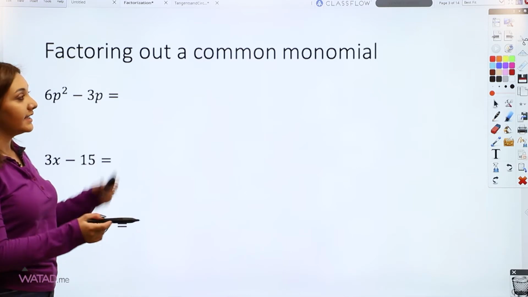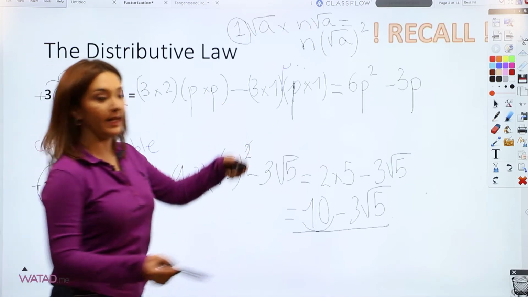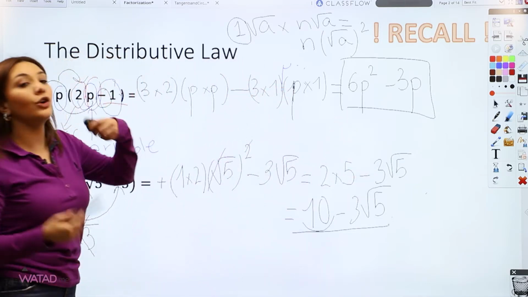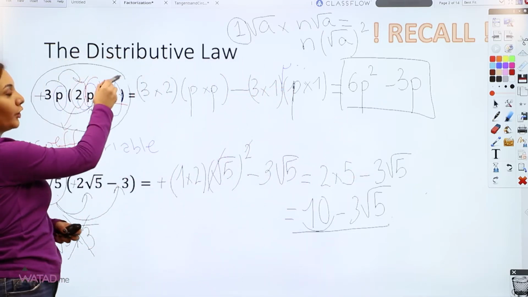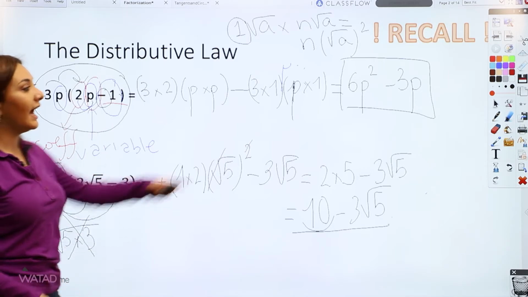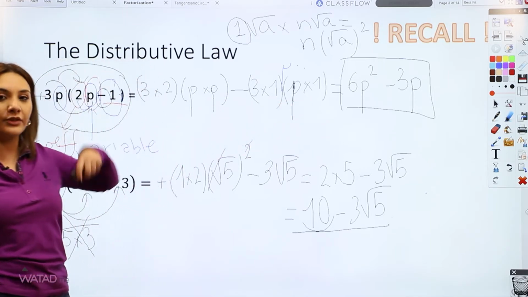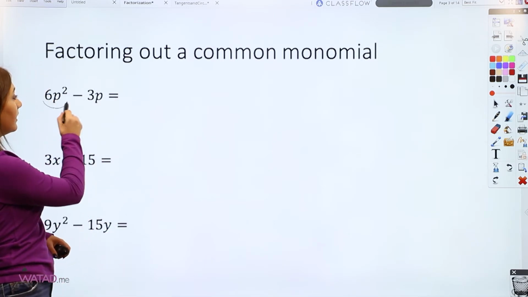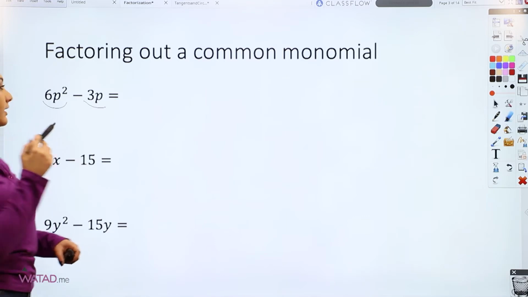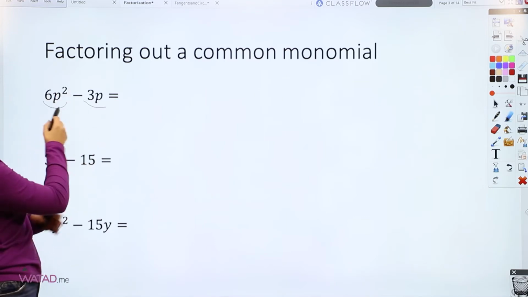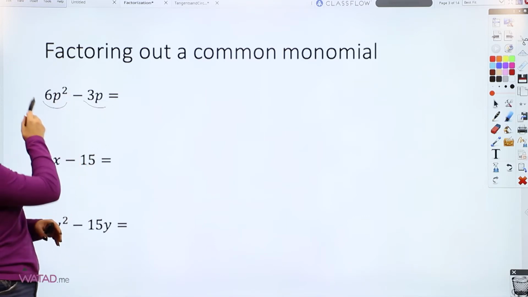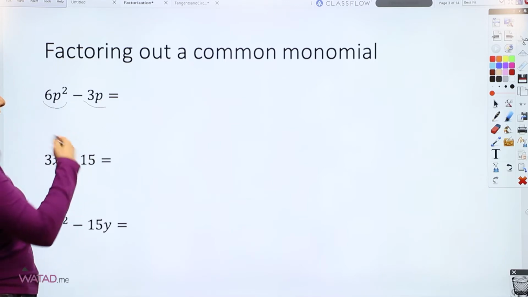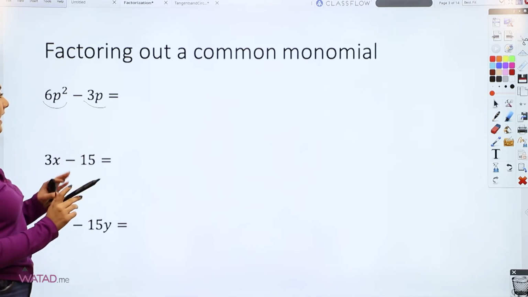Let's see. Since the distributive law gave me 3p² minus 3p, how can I go back to the factorized form, to a multiplication? I have an addition, I want to go back to a multiplication. How is that? We have to check where the common parts are between the two terms. First, are the signs the same? No, they're not. So I cannot factorize by the sign. Great.